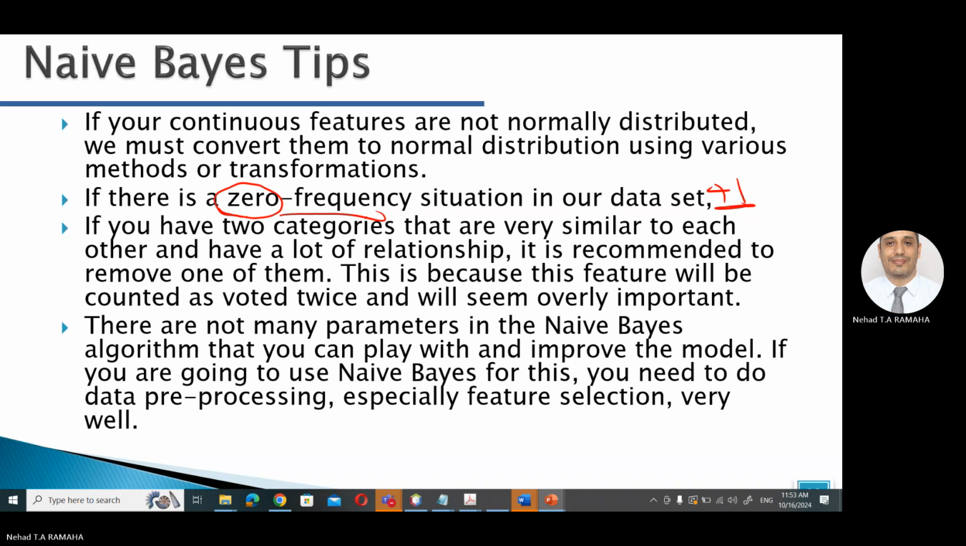Okay. Try to add 1 when you have in the data set some data that could be 0. This is the most important one. Other ones, when we have them, we will speak about them. The last one is about data that must be pre-processed, like feature selection and so on, to be appropriate for naive Bayes, because usually we don't have too many parameters, so we should be very specific when we select the features and the data.